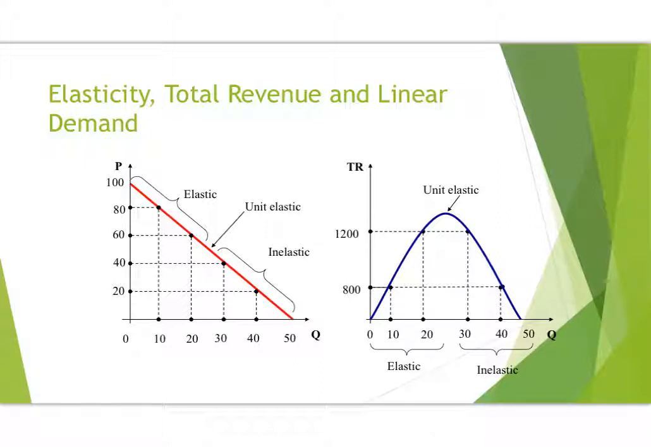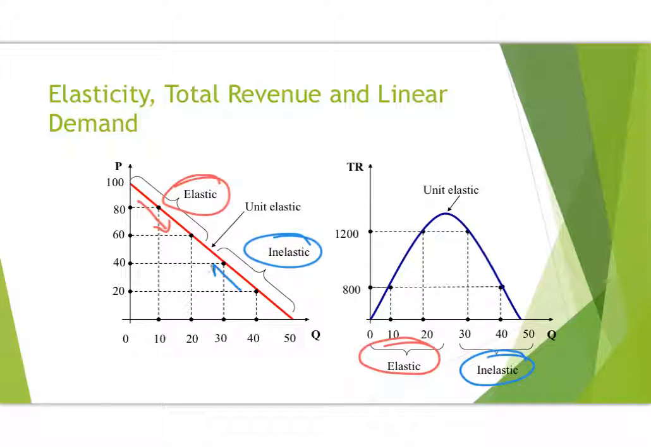Well, if it's elastic, so over here and up here, we're going to increase our total revenue by producing more and lowering the price. So we're going to move in this direction. And if we're inelastic, so down here and over here, we're going to increase revenue by decreasing quantity and raising price, so a movement in that direction.